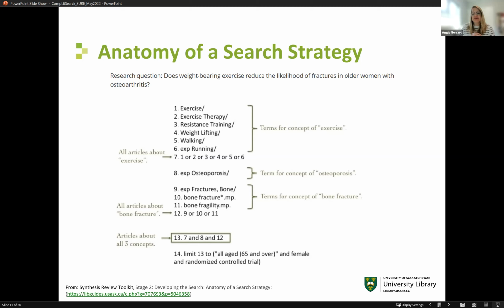And what I'm doing though then is I'm applying some limiters. And so I'm saying, yes, I want all those, but they have to be with women over the age of 65, and it has to be a randomized controlled trial. So those are the different kind of limiters that different databases allow you to do. Okay, so I just wanted to show you how it goes from these ideas of these concepts to using ands and ors to applying potentially some limits.